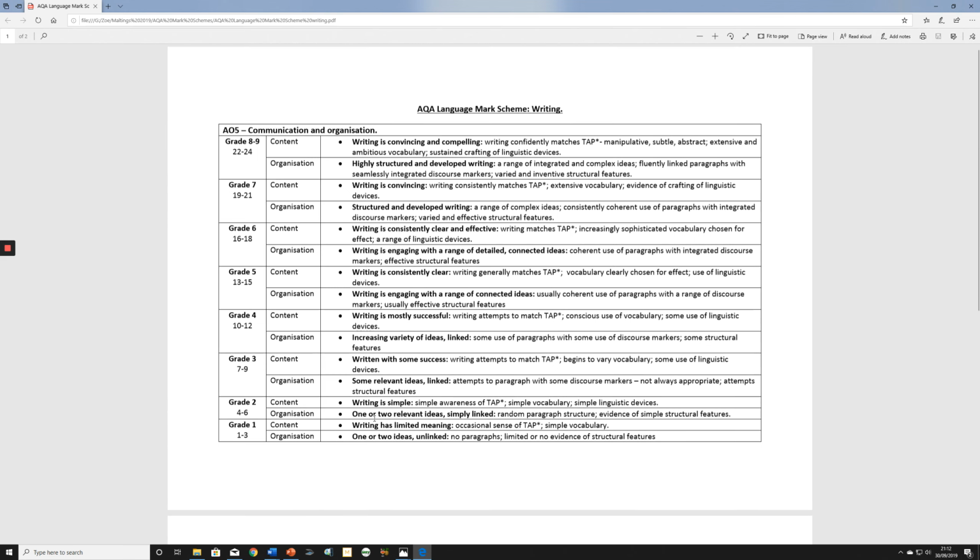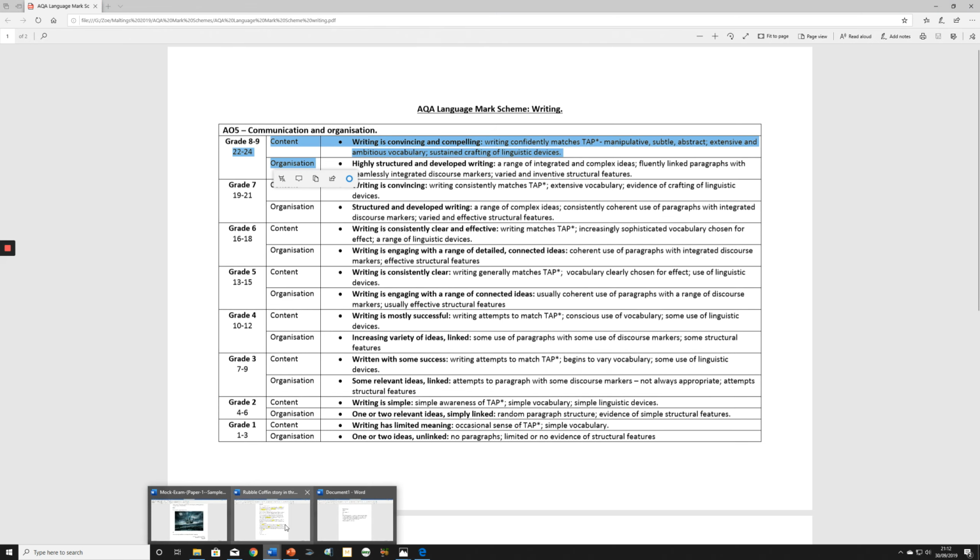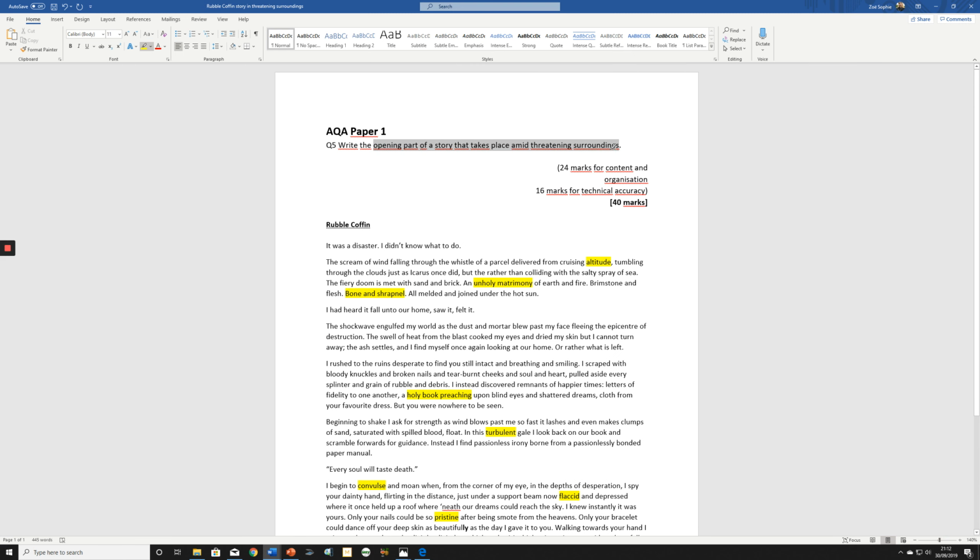What do I think of it? It is convincing and compelling. I'm going to go right up here, to be honest, guys. I think it does match the type, audience, purpose. It's a description. It matches the question. The question being opening part of the story, threatening surroundings. For sure, it absolutely does.